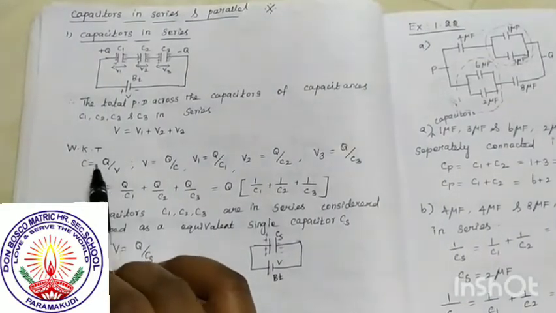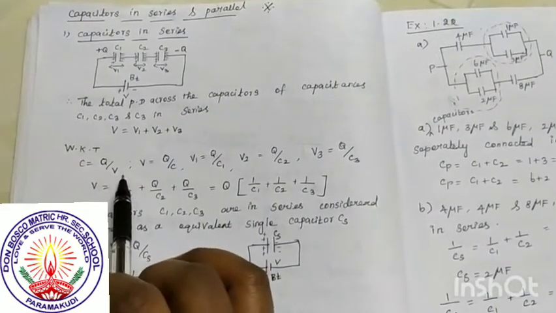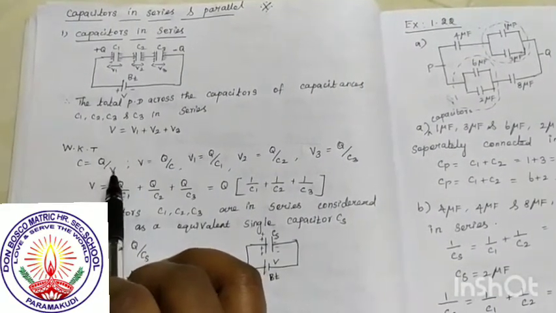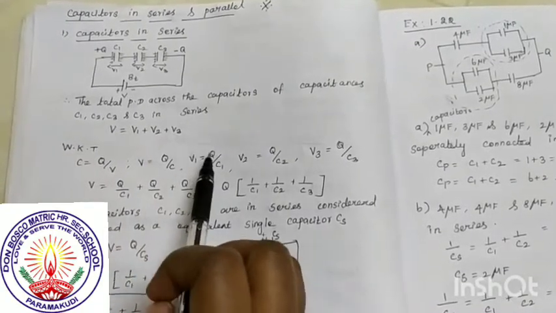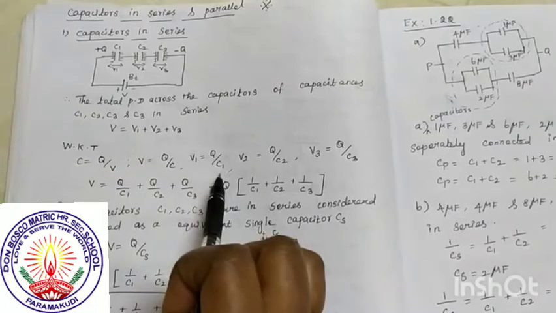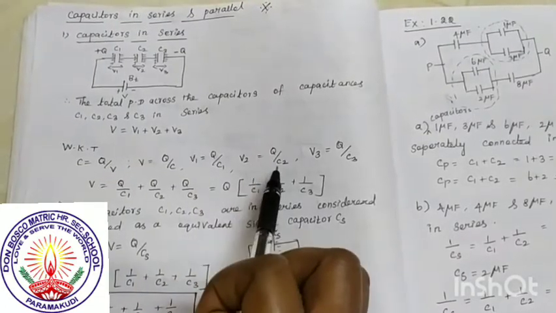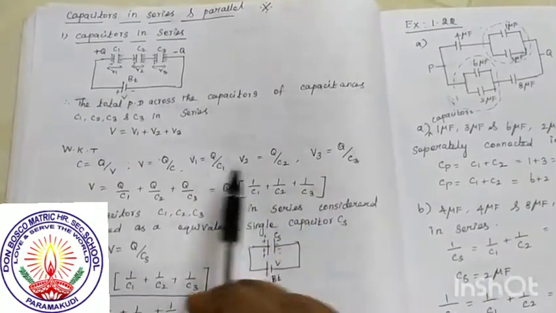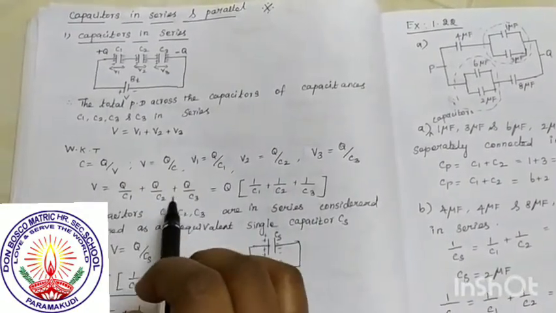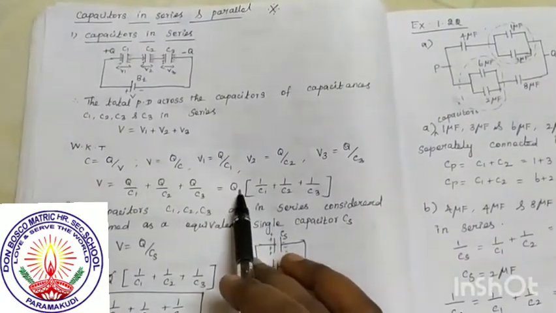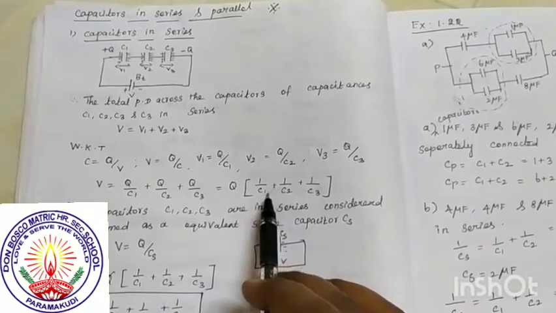Already we know that capacitance equals charge by volt. That means potential V means Q by C. V1 means we have to consider Q by C1, V2 means Q by C2, and Q by C3. So substitute these terms for V1, V2, V3 in this equation. Next we have to take the common term Q. The remaining term is 1 by C1 plus 1 by C2 plus 1 by C3.